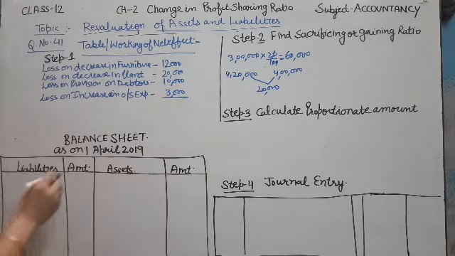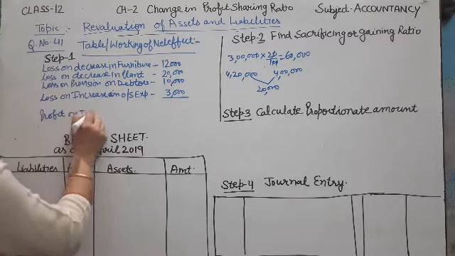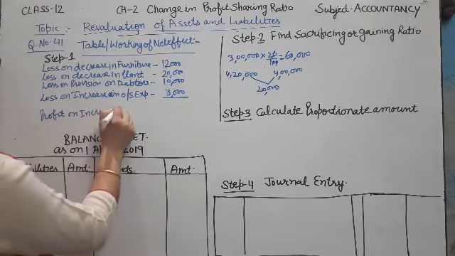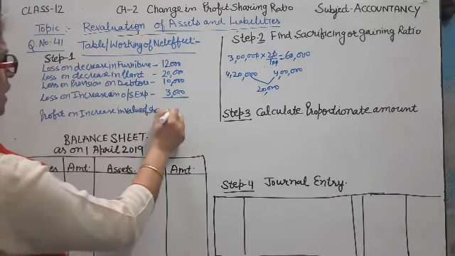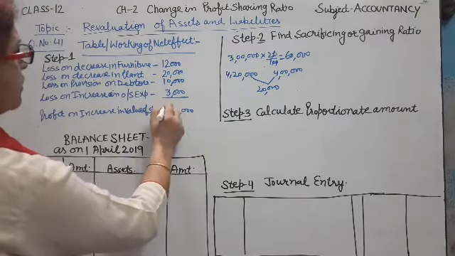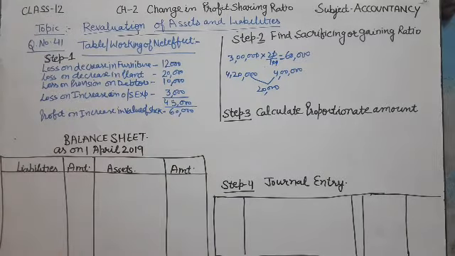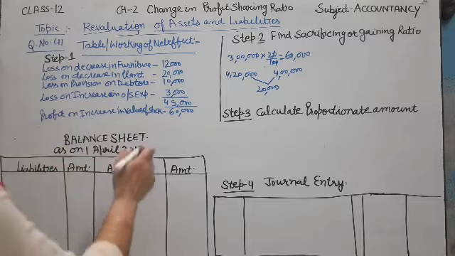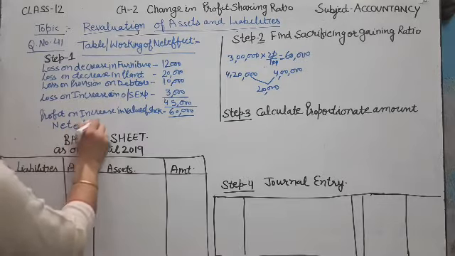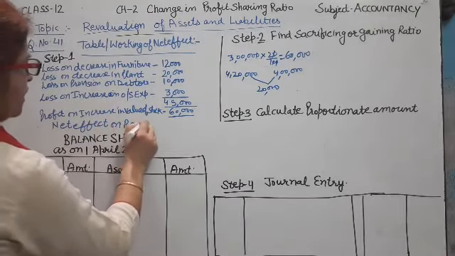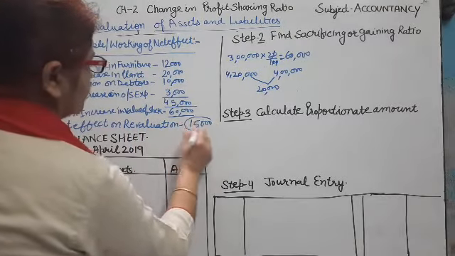These all are losses, and profit is only on the increase in the value of stock, and the total loss is 45,000. Loss is 45,000 and profit is 60,000. That means the net effect on revaluation is equal to 15,000 profit.